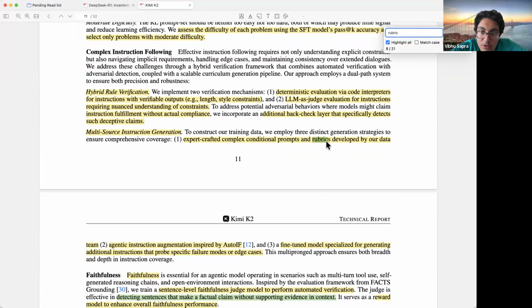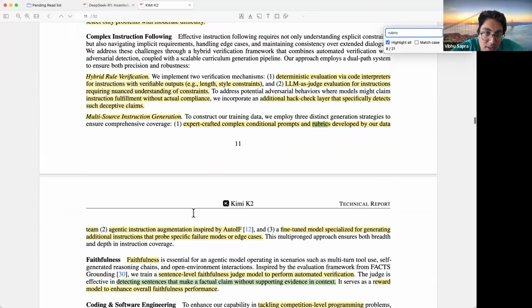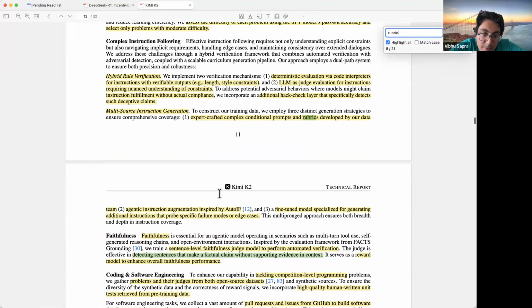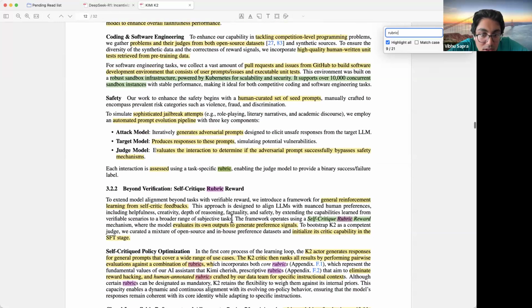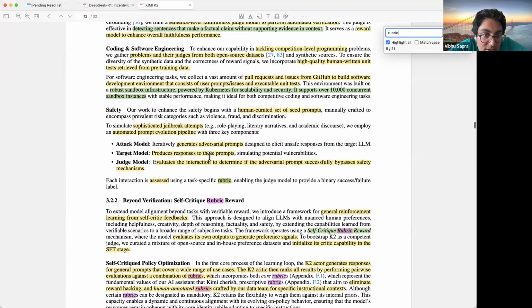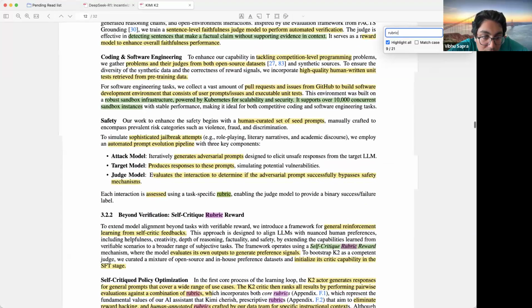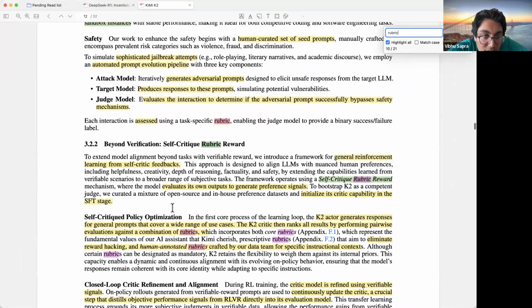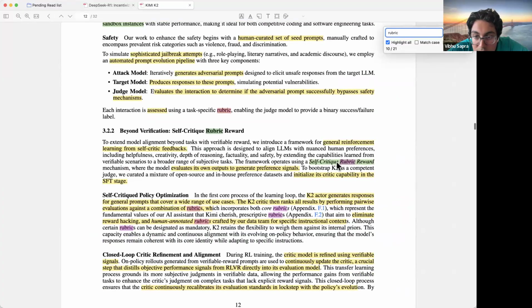Expert-crafted conditional prompts and rubrics developed by our data team. Oh, this is kind of interesting, how they developed this. Agentic instruction augmentation, fine-tuning. Okay, each iteration is assessed using a task-specific rubric, enabling the judge model to provide binary success or failure. That's for success.